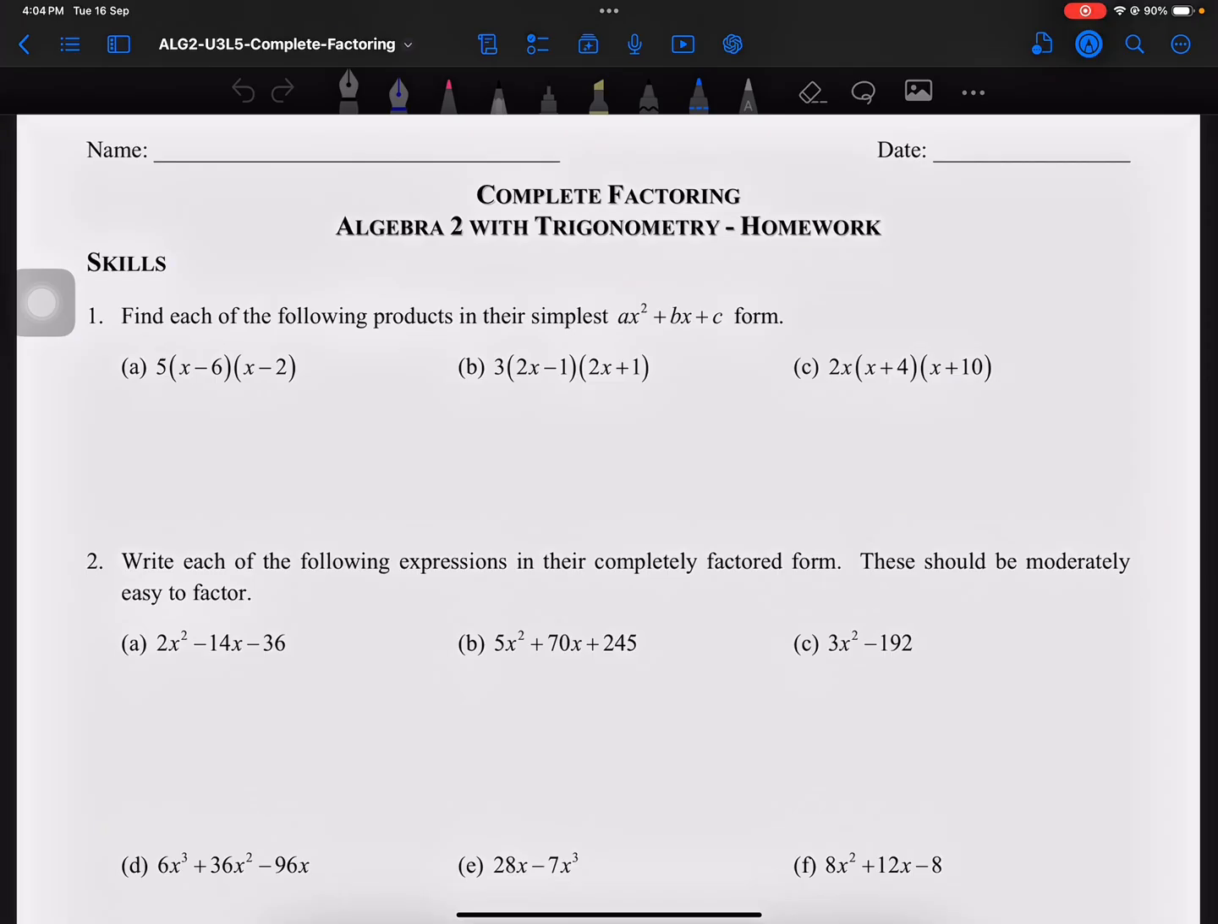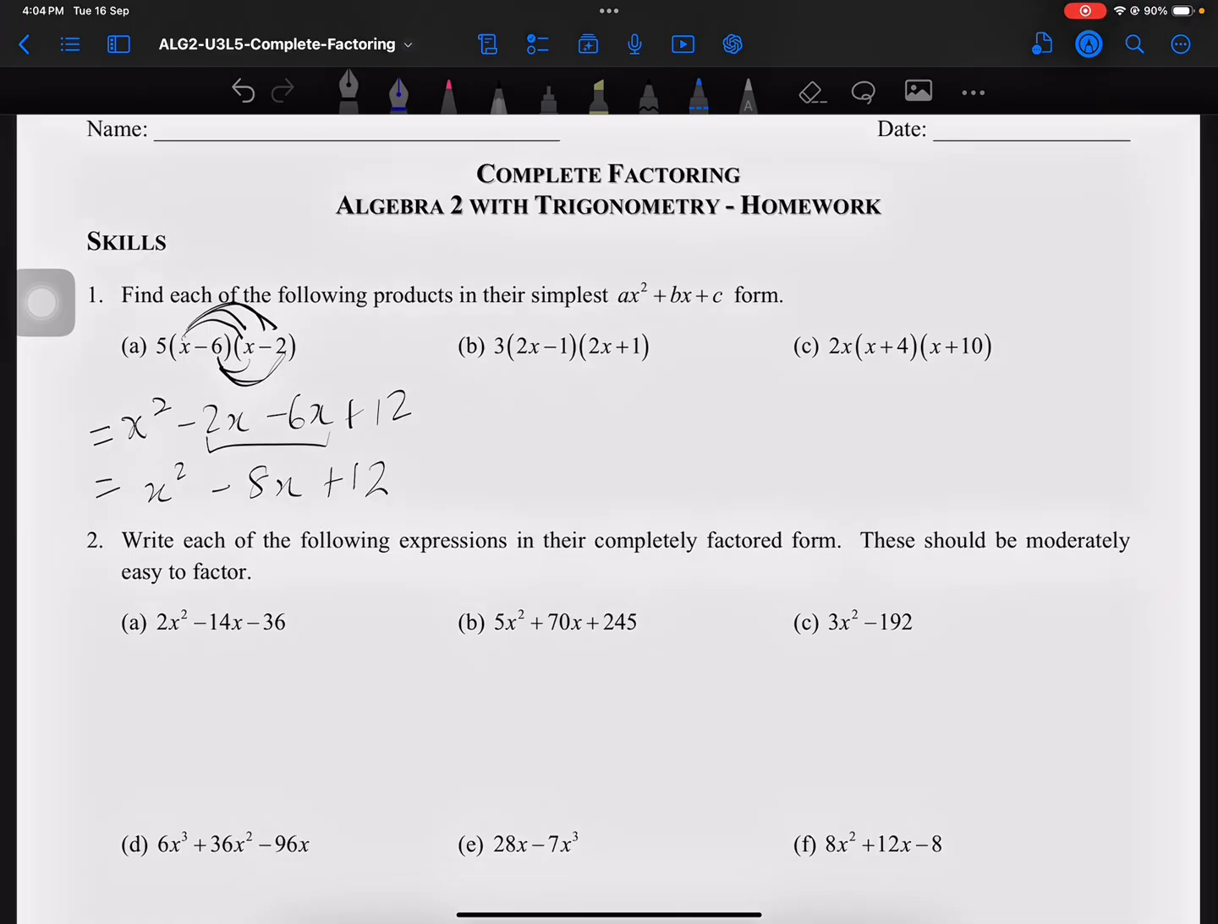1A. Settle the bracket first. Expand this. You will get x multiply x, you will get x squared, minus 2x minus 6x plus the last will be 12. So when you combine the like terms, it will give you x squared minus 8x plus 12, sorry.